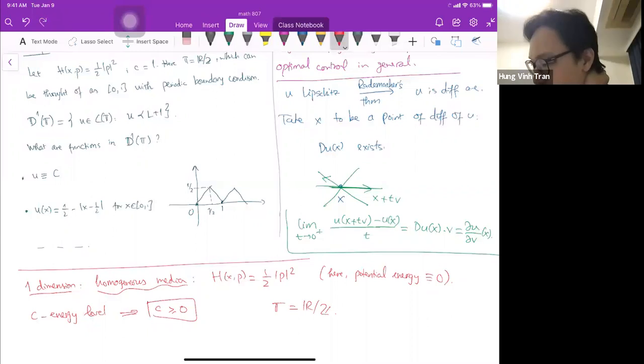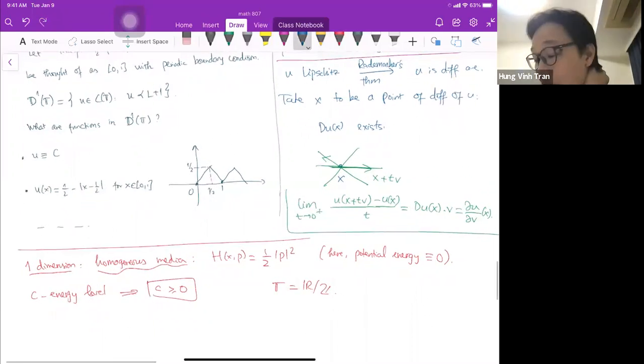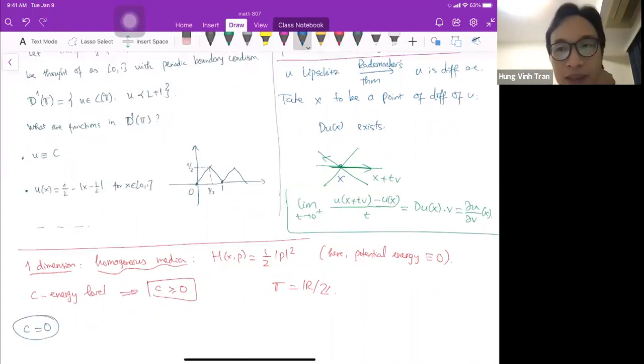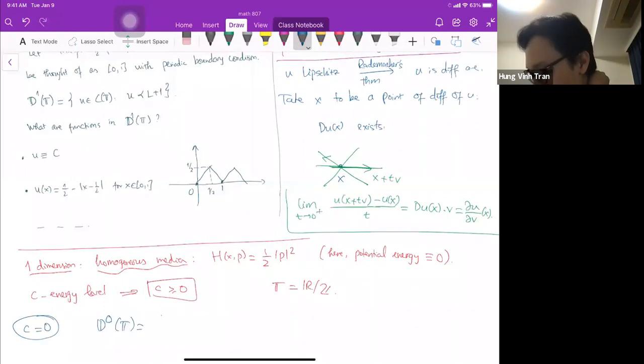Okay. Because I'm in the notes here, I'm only asking you to think about D1 of the torus, but in fact, we can think about the general situation, right? So when c is 0, the easiest case, you see that everything should be 0, because the Hamiltonian is 1/2 of p squared. How do we see it? What is D0 of T? This is u in the continuous functions C of T such that u is less than L, right? Again, I should have said that if the Hamiltonian is that, then L of x, v is 1/2 of v squared, right?